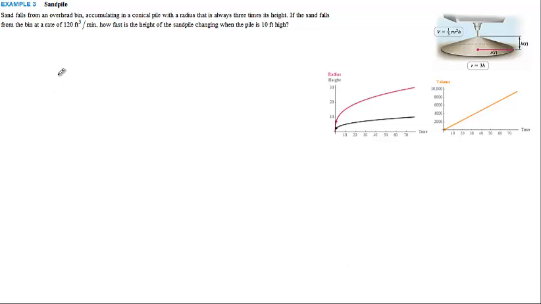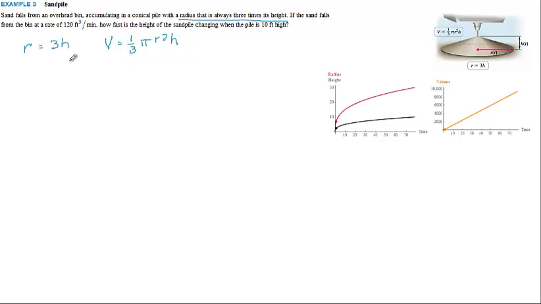All right, sand pile, very typical kind of question. Sand is falling from an overhead bin and it's making a cone. And a very important note here: radius is always 3 times the height. Let me just write that down. Radius is always 3 times the height. It's a cone. The volume of a cone is V equals 1/3 pi r squared h.